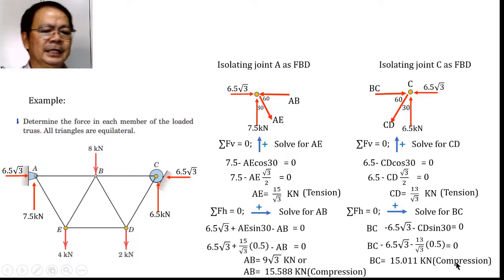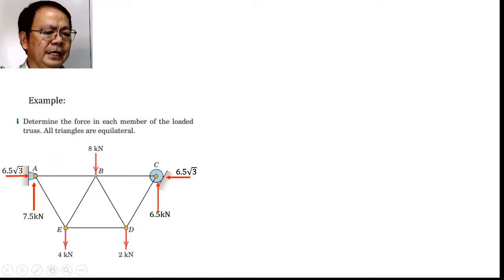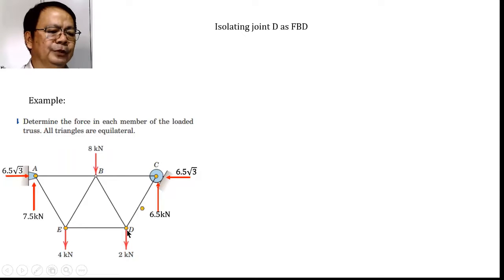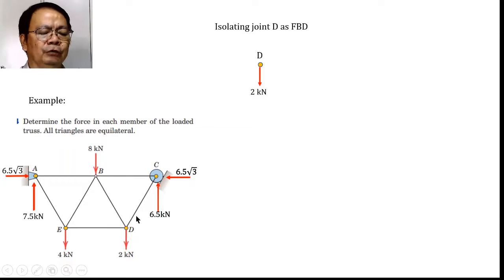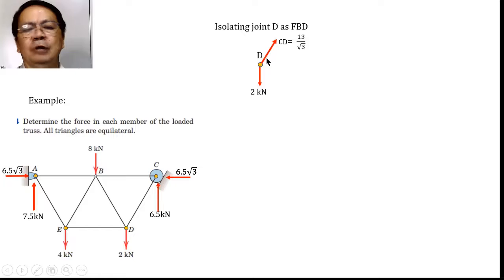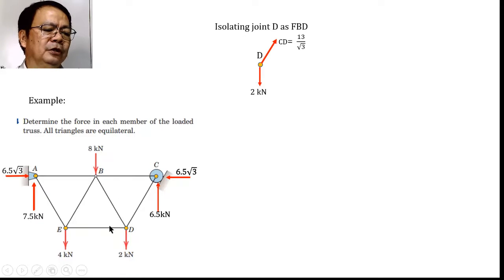Okay? The next is we isolate joint D. Yan, joint D natin. We isolate joint D. Punta natin joint D and we show the forces acting, 2 kN. The value that we have taken for C is already known. It is already in the form of a tension whose magnitude is 13 over the square root of 3. So when this is already known, you have to indicate what would be the sense if it is in tension. So you indicate that this is also in tension. And then you show the other two forces there, which are indicated in that direction. Here is our BD and the other one is our DE.